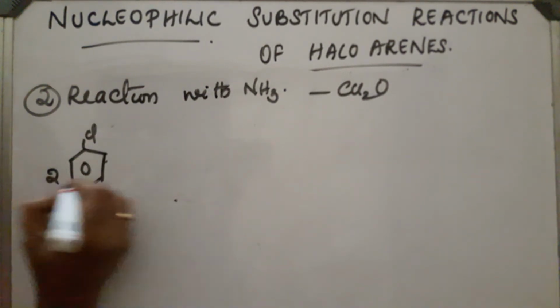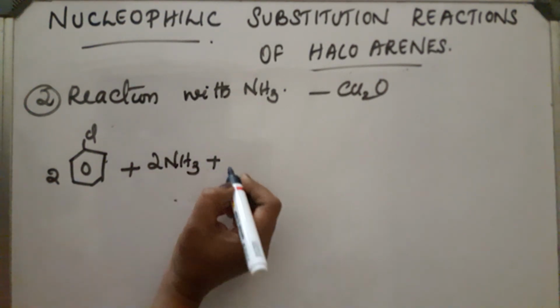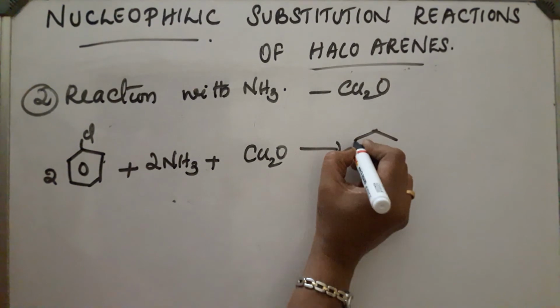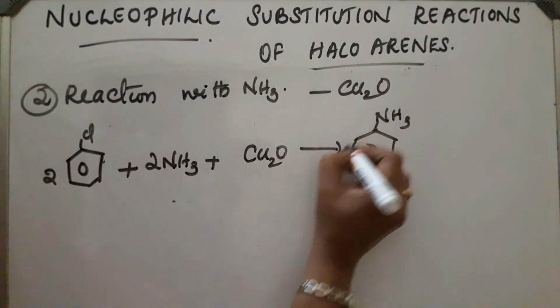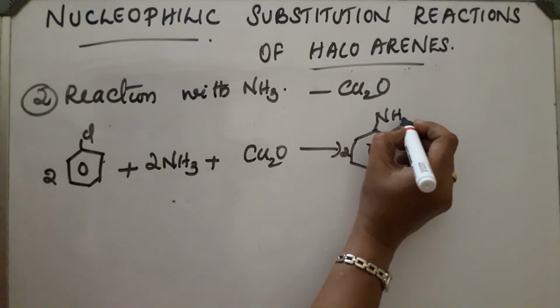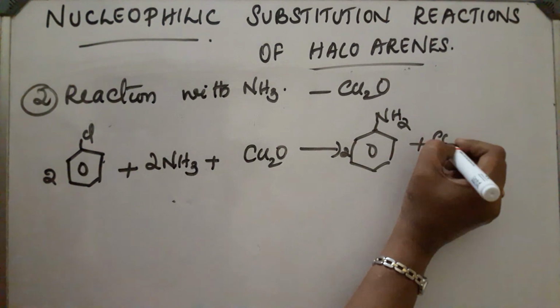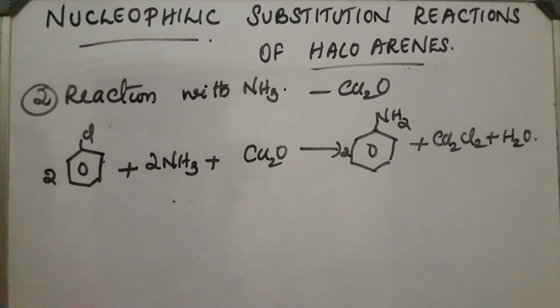Chlorobenzene, on reaction with ammonia in the presence of Cu2O, gets converted into an amine. Aniline will be obtained, NH2, plus Cu2Cl2 plus H2O. These are the different nucleophilic substitution reactions of haloarenes.